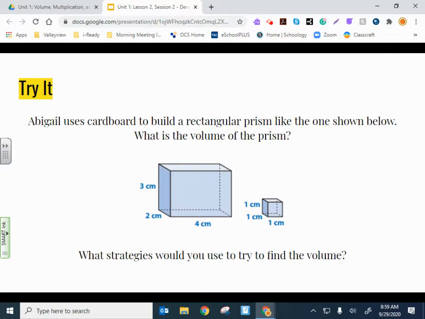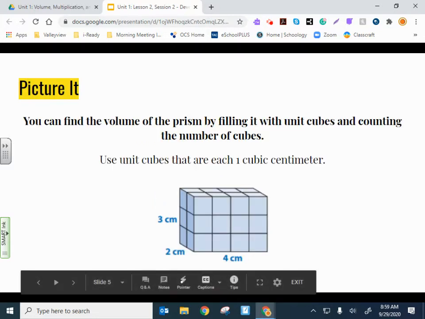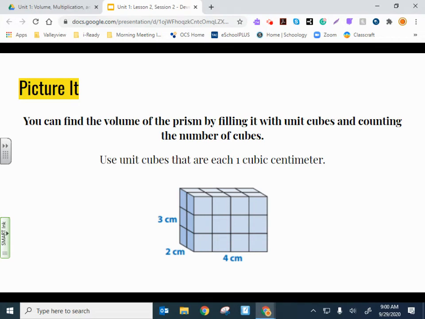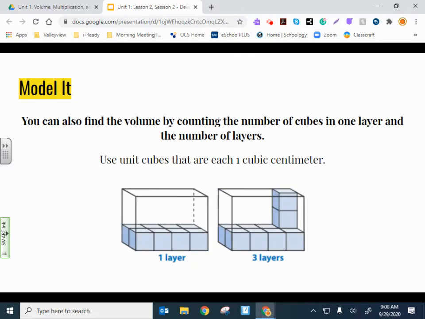If you're in class, this is a point where we discuss what strategies you'd use to find the volume. There's a few that I'm going to go over now that you could have used. The first one is you can just count the unit cubes that are there. You could count them individually, for example, 1, 2, 3, 4, 5, 6. I'd say I've got 6 cubes per slice, and there's 4 slices. So I'll do 6 plus 6 plus 6 plus 6, and that gives me 24 cubic centimeters.